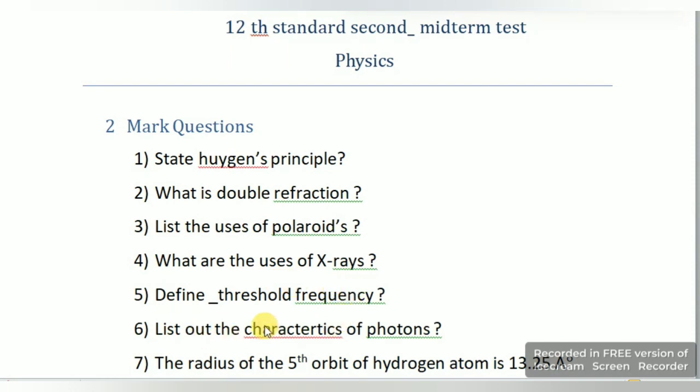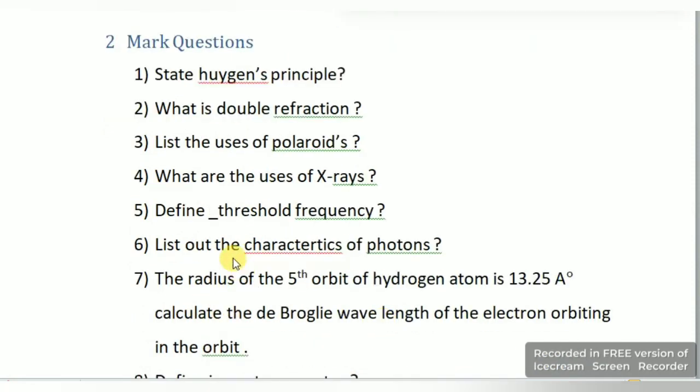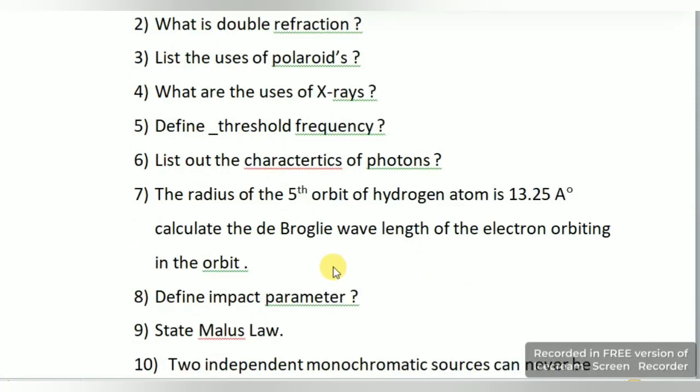Next question, define threshold frequency. Next, list out the characteristics of photons. Next, the radius of the fifth orbit of hydrogen atom is 13.25 Angstrom. Calculate the de Broglie wavelength of the electron orbiting in that orbit. Next one, define impact parameter.